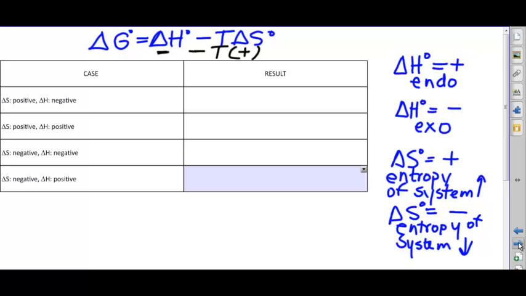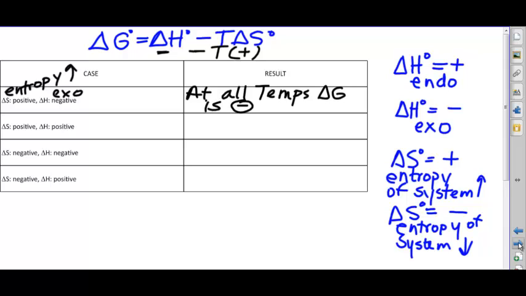So if the reaction is exothermic and entropy goes up, then in all cases, at all temperatures, delta G is negative, and the reaction is spontaneous.